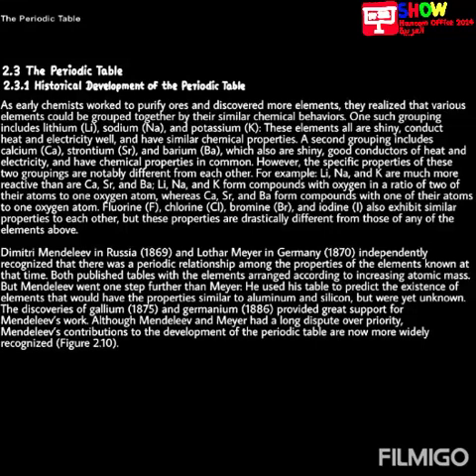Dmitri Mendeleev in Russia and Lothar Meyer in Germany independently recognized that there was a periodic relationship among the properties of the elements known at that time. Both published tables with the elements arranged according to increasing atomic mass, but Mendeleev went one step further than Meyer. He used his table to predict the existence of elements that would have properties similar to aluminum and silicon but were yet unknown. The discoveries of gallium in 1875 and germanium in 1886 provided great support for Mendeleev's work.